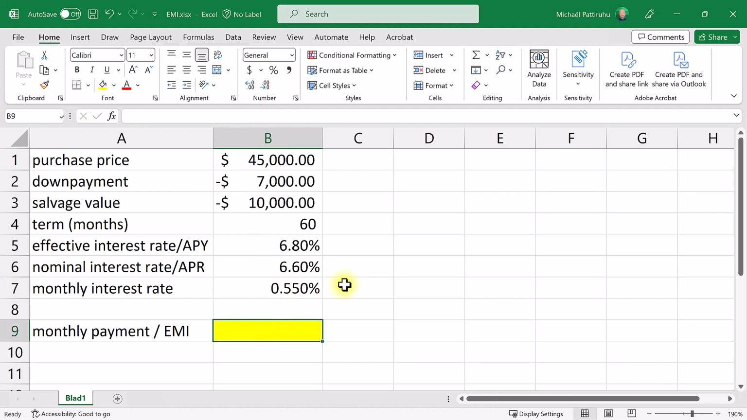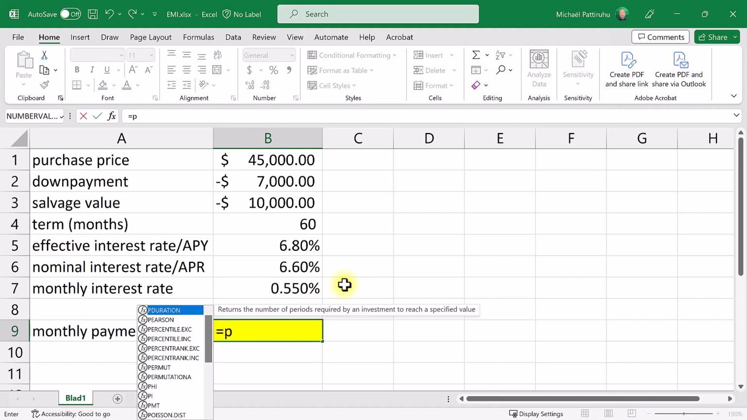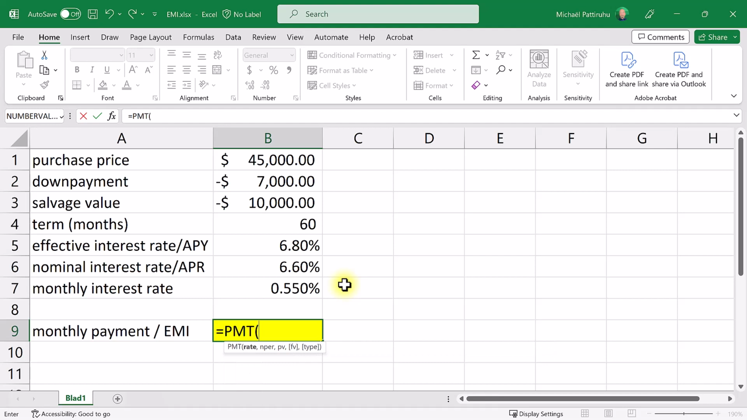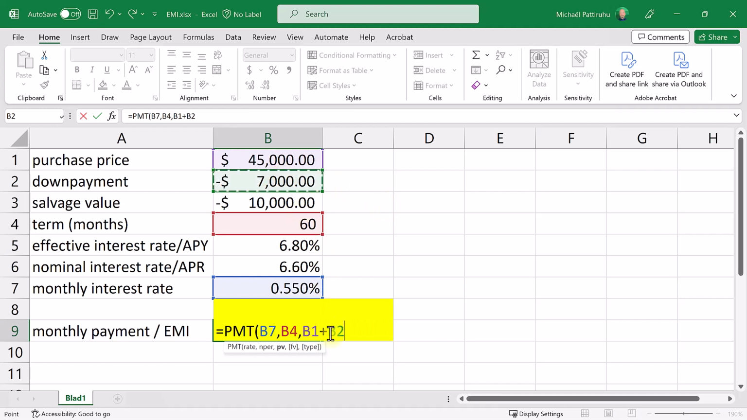And now I can calculate my monthly payment, and Excel has a function for this, and this is the function PMT, from payment. Then first the interest rate per month, comma, the number of months, comma, the present value, and the present value is the amount you want to borrow. This is $45,000 minus the $7,000. I'm going to type plus 7,000 because the down payment already was a negative number. And so the present value of my loan is $38,000. It is 45 minus 7.